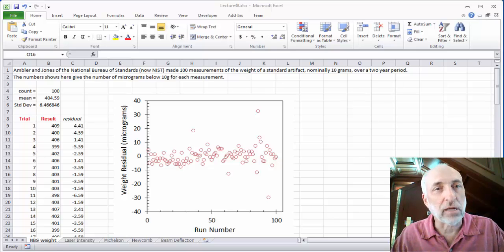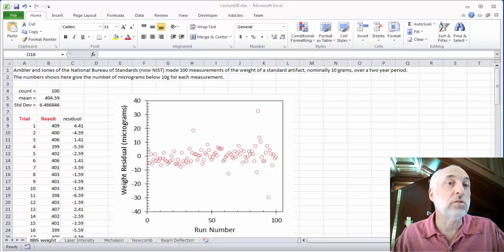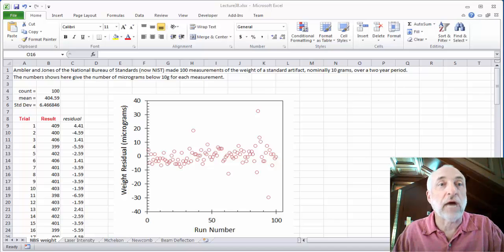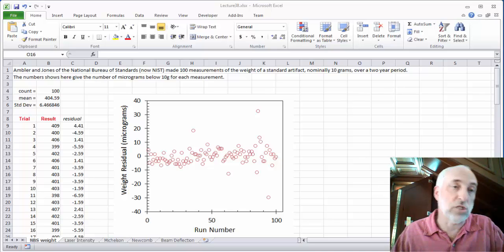Here I'm going to use Excel and R to generate some lag plots and to do a runs test. Recall that both of these are techniques for trying to detect and understand whether or not you have correlated residuals, whether or not the next residual you get somehow is related to the previous residual.